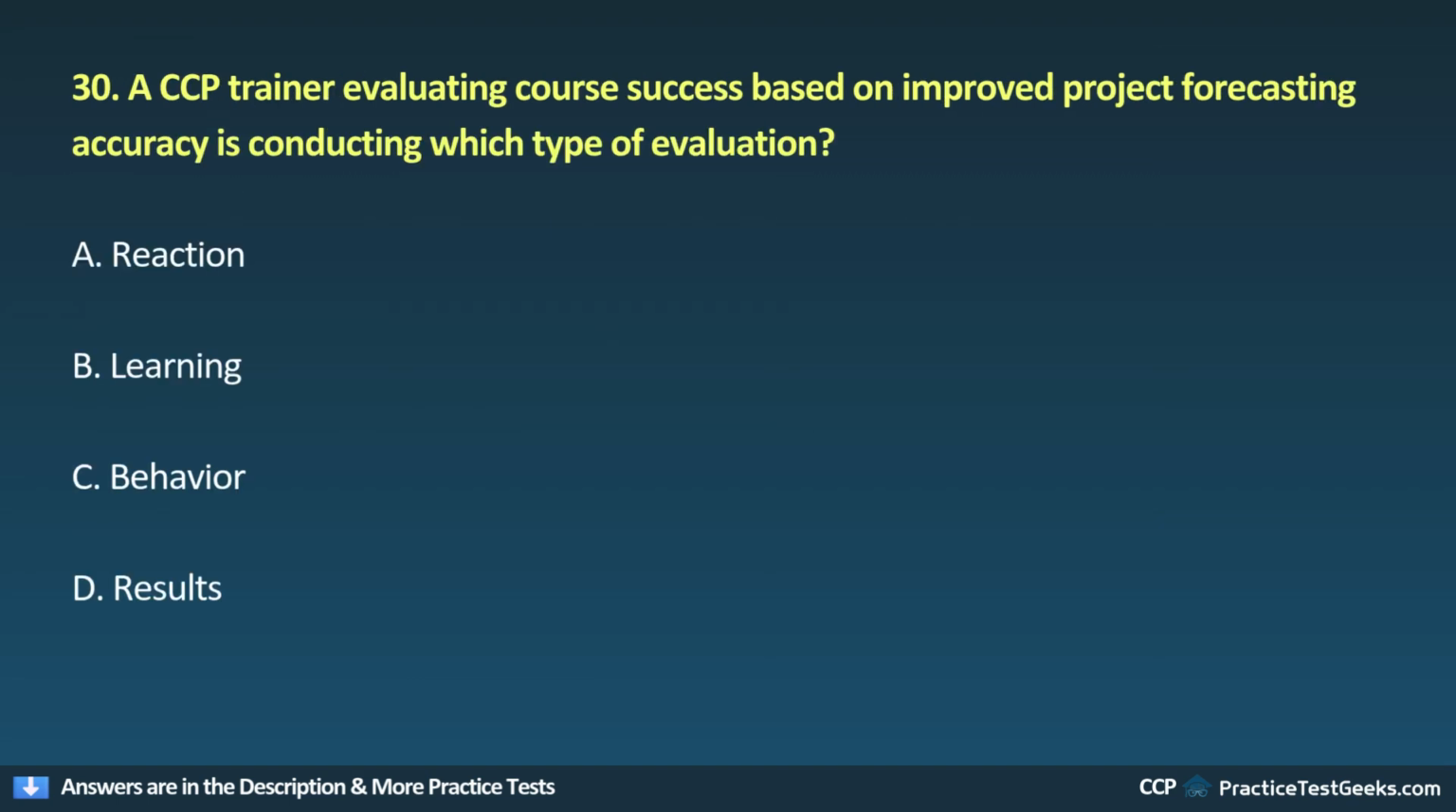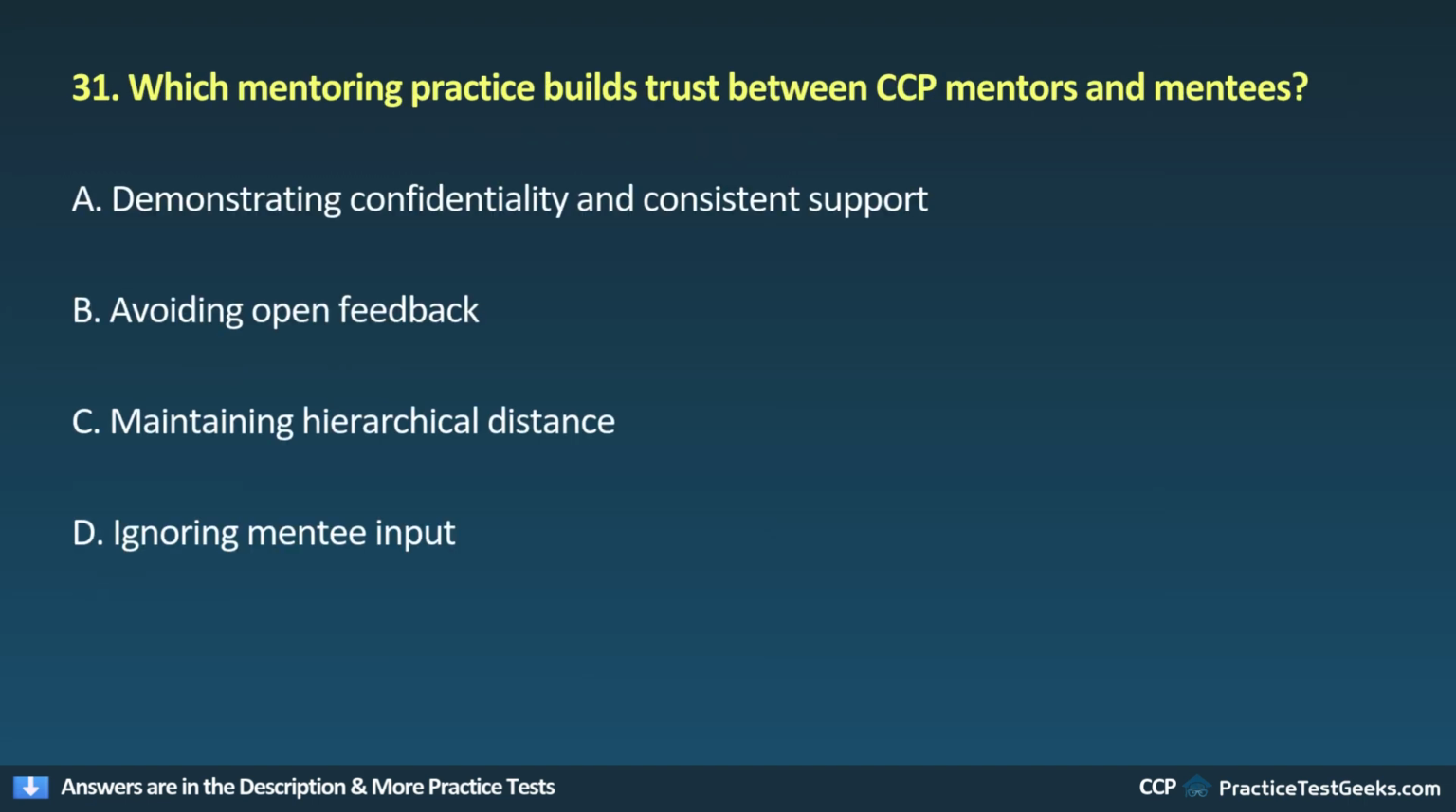30. A CCP trainer evaluating course success based on improved project forecasting accuracy is conducting which type of evaluation? A. Reaction. B. Learning. C. Behavior. D. Results.